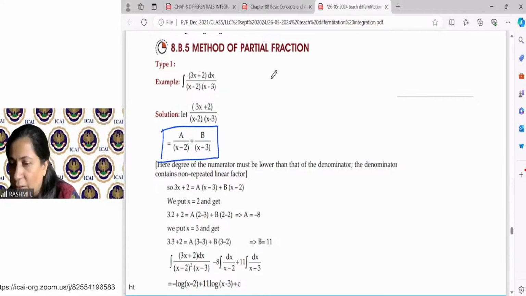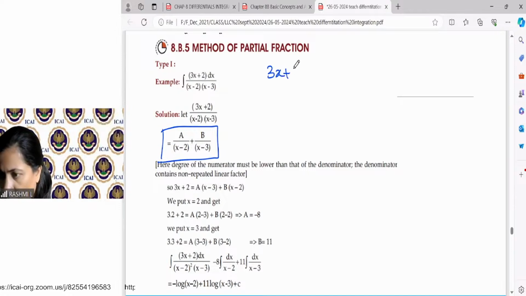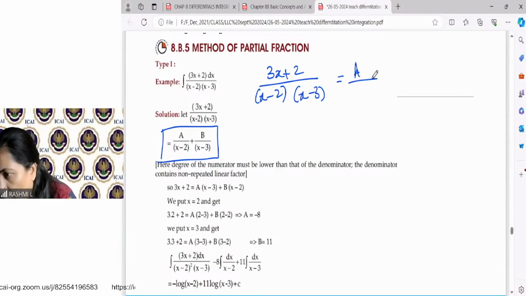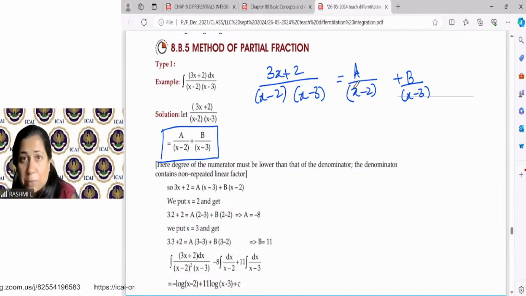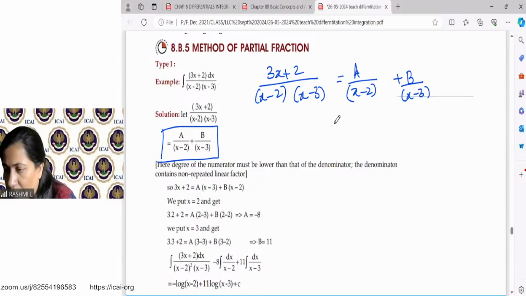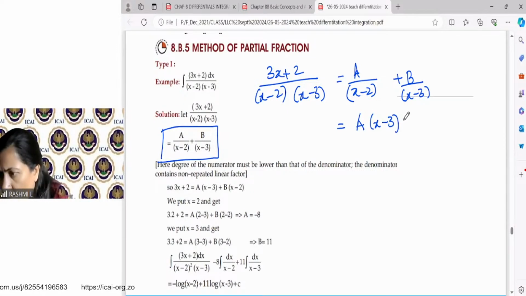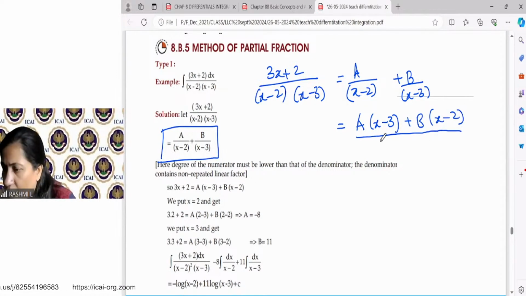So I will write (3x + 2) upon (x - 2)(x - 3) to be equal to a upon (x - 2) plus b upon (x - 3). Whatever the denominator factors are there, I am going to separate them. Now I will cross multiply. So this is equal to a(x - 3) plus b(x - 2) upon (x - 2) and (x - 3).